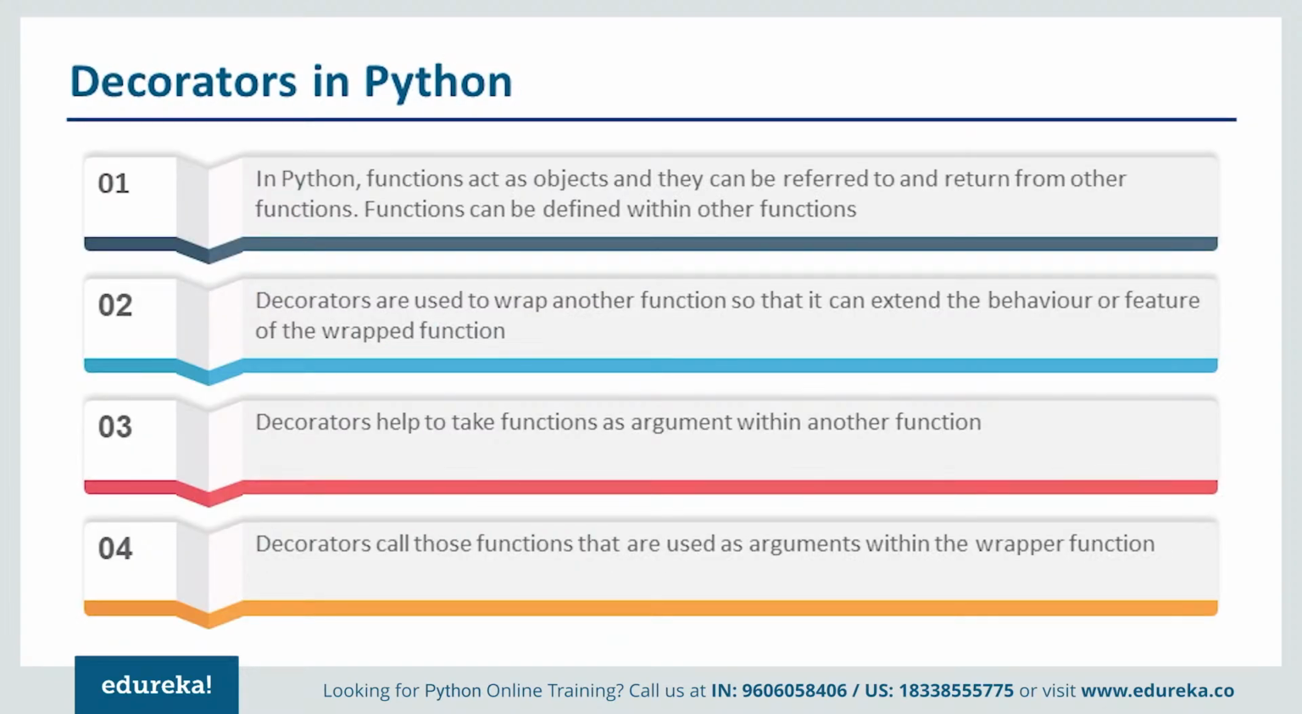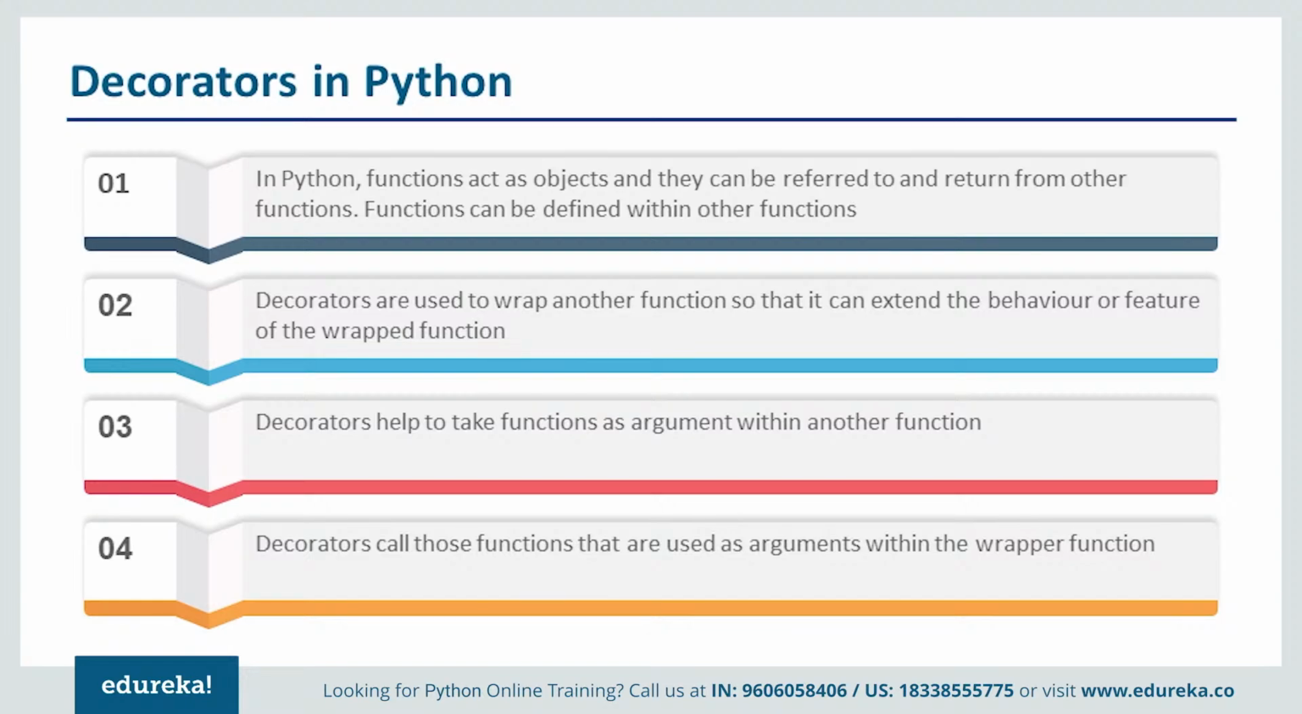Now decorators in Python are very important for the overall Python programming mechanism. In Python, functions act as objects, and they can be referred to, and they can return values also, and we can also have functions defined within other functions. We can have nested functions also. So decorators are used to wrap another function so that it can extend the behavior of the wrapped function. In order to have the behavior of a particular function extended, we can use a wrap, and these wraps are known as decorators.